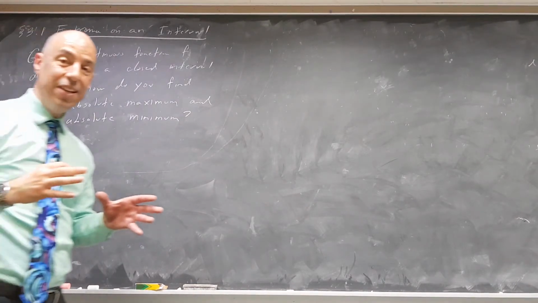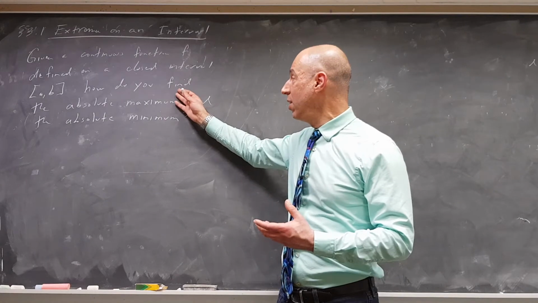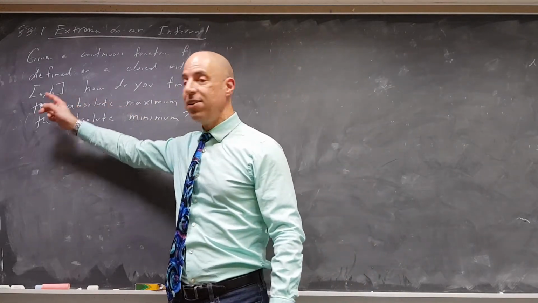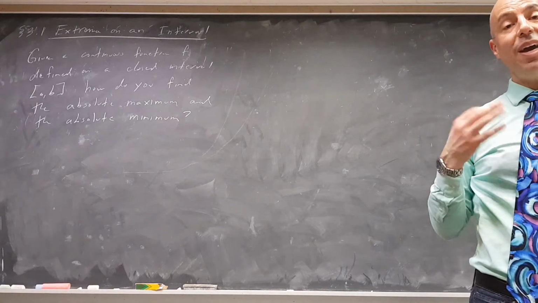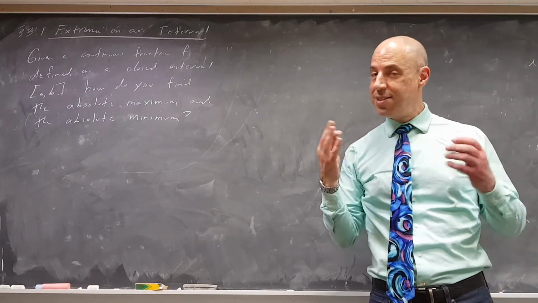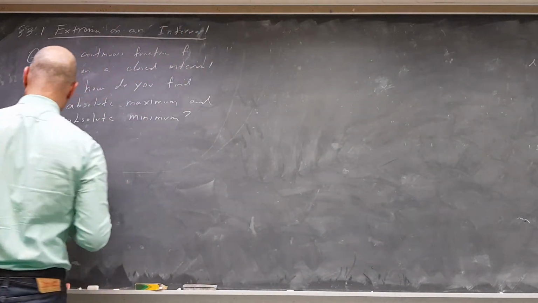We're guaranteed by the extreme value theorem, if we have a continuous function on a closed interval like this, we're guaranteed that the maximum and minimum exist. But that doesn't tell us how to find them, so I'd like to demonstrate that now. So let's work on a problem.